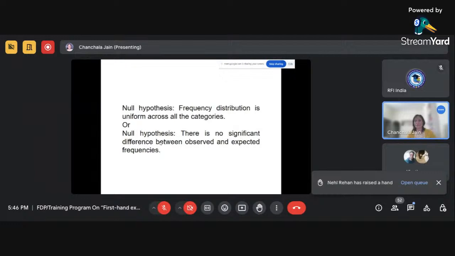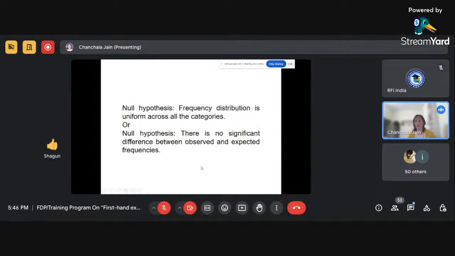Moving ahead, you can see one more way of formulating the null hypothesis for the chi-square goodness of fit: the frequency distribution is uniform across all the categories. Or you can write there is no significant difference between the observed and the expected frequencies. This way you can formulate your null hypothesis for the chi-square goodness of fit.